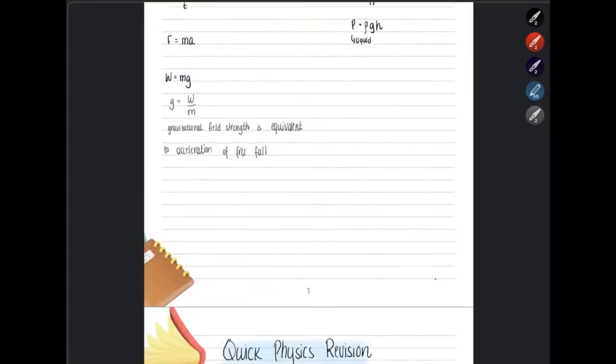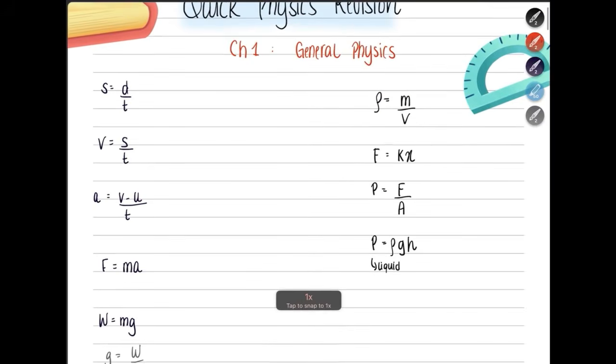So let's start. Quickly start with these equations. Remember, speed is a scalar quantity, it's distance over time. The vector quantity for speed is velocity, which is displacement over time. Okay, this s is not distance, it's displacement. Acceleration is the rate of change of velocity, which is final velocity minus initial velocity divided by time.